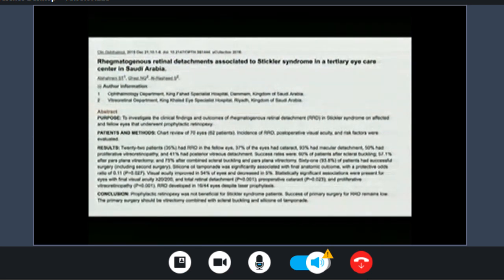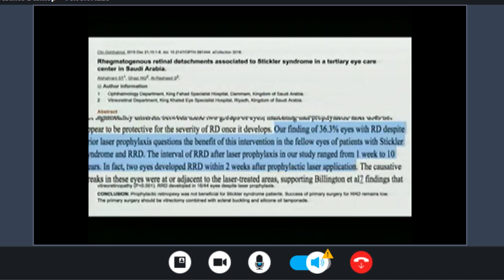This is from KKESH in 2015. They evaluated around 70 eyes of patients with Stickler. Although there was no phenotyping or genetic confirmation of Stickler diagnosis, in this study they concluded that prophylactic laser was not beneficial. And this is not what attracted me in this study. This point is what I find interesting.